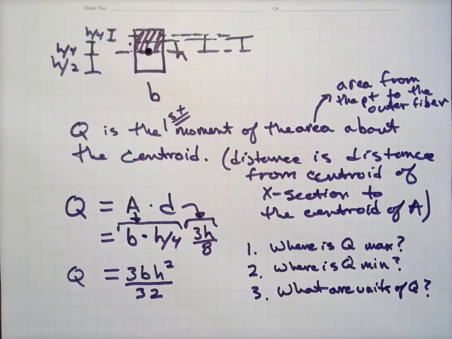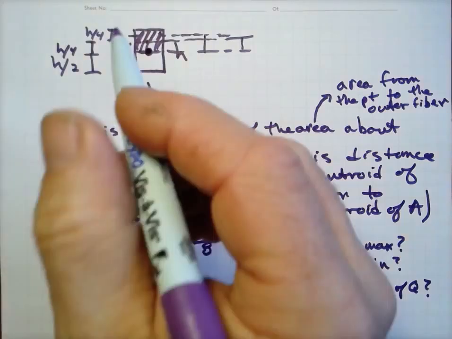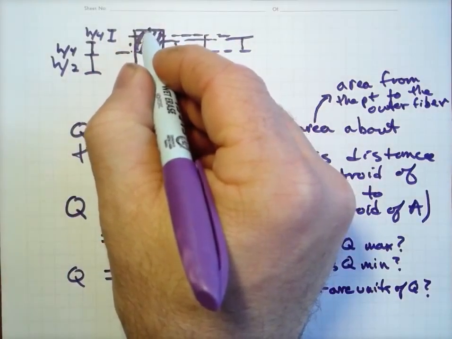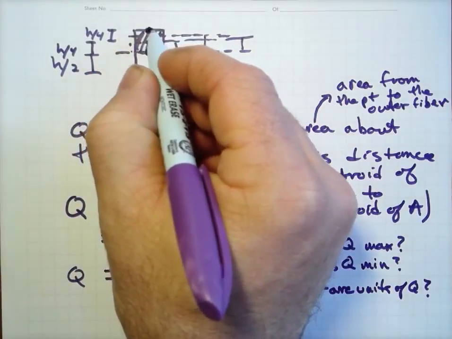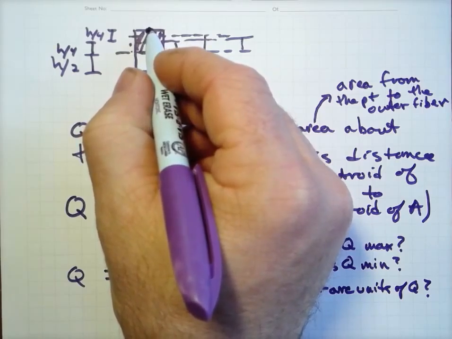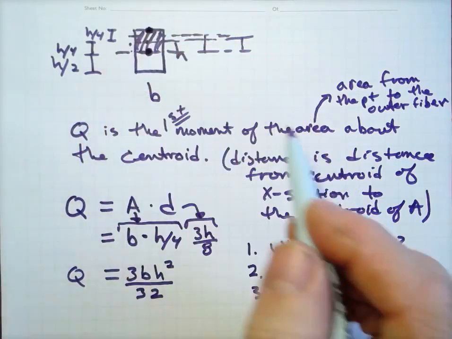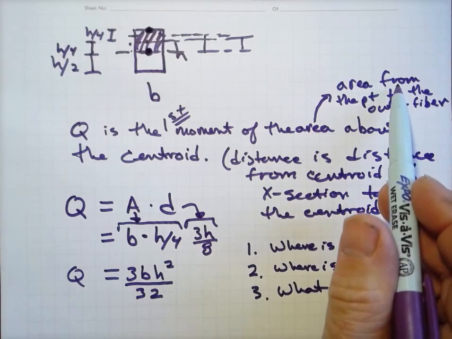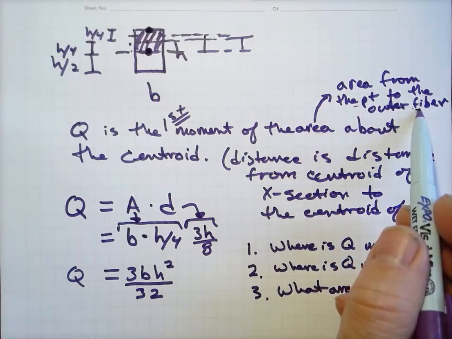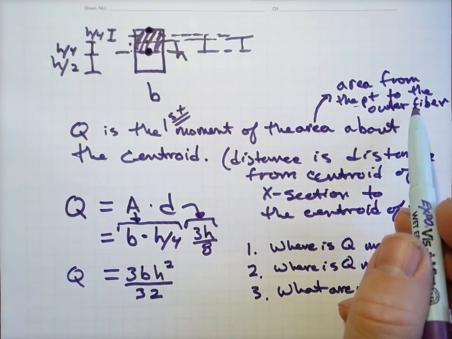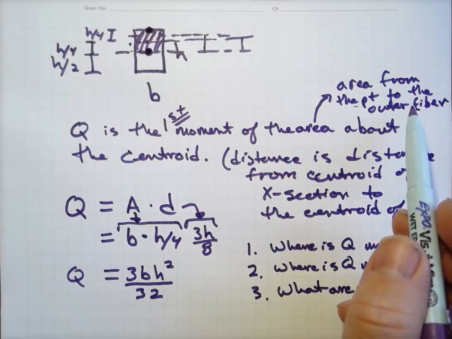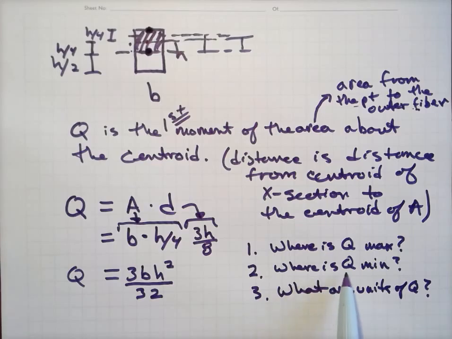Where's Q minimum? Well, what if I went out to the outer fiber and said, I want to know what Q is out here? I have to find the area from my point to the outer fiber, and I'm already at the outer fiber. The area would be 0. So Q would be minimum at the outer fiber, and it would be 0.